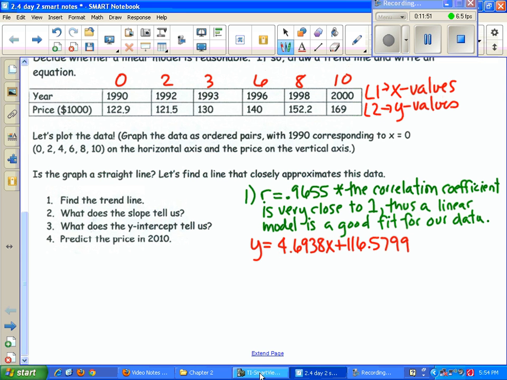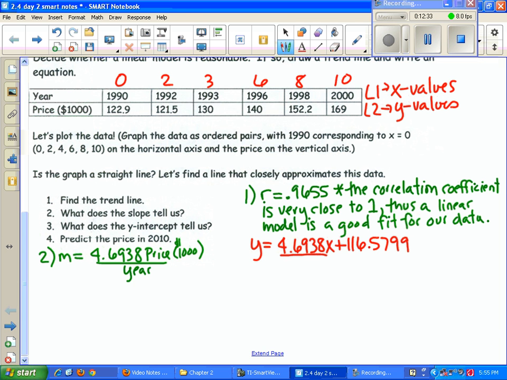Back to our questions, it says, what does the slope tell us? So what is the slope of the line? In the equation y equals mx plus b, this part right here is my slope. What is this telling us in the context of the problem? I'm going to write that over to the side here. For number 2, our slope is equal to 4.6938. Remember that it's rise over run for your slope. In this case, the y values are price in thousands over the year. So I'm going to put in thousands of dollars.